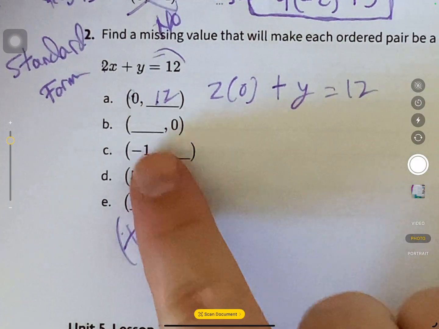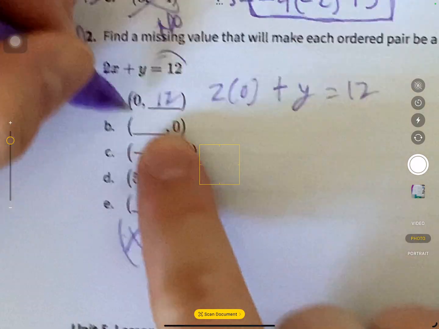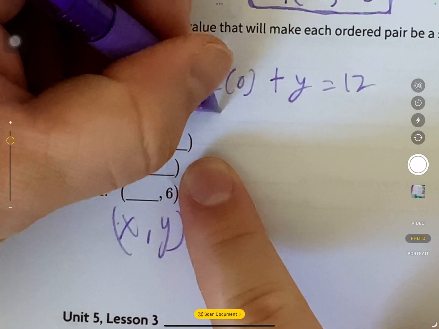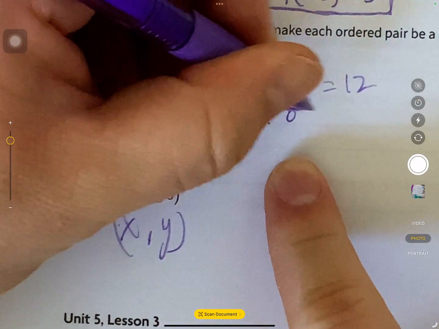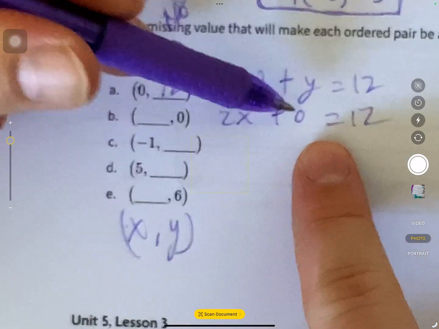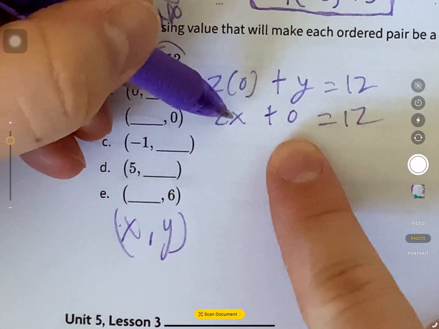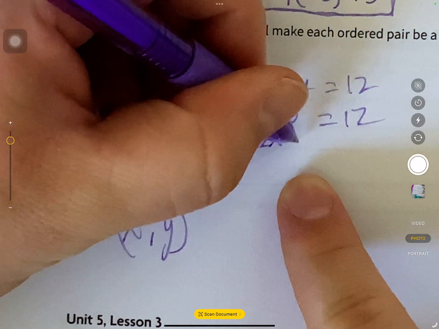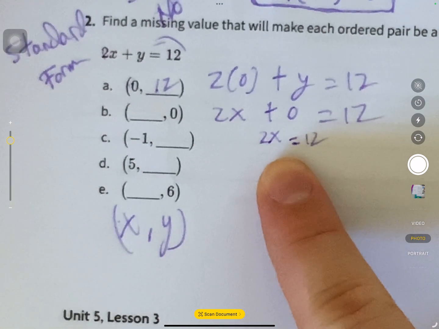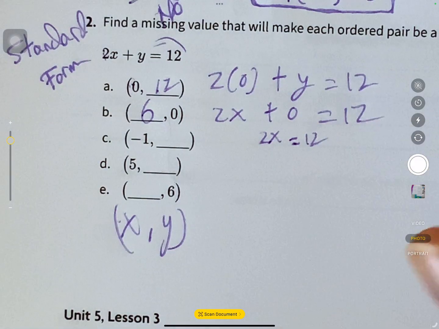All right, next one. Oh, I'm not plugging in for x, I'm plugging in for y. So pretend this is 0. So 2x + 0 = 12. See how I put that right there? Now, this ends up being 2x = 12. And now you're solving for x. What is x going to be? That's right, 6. Next one.